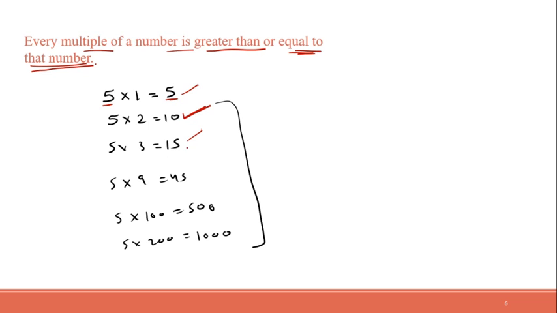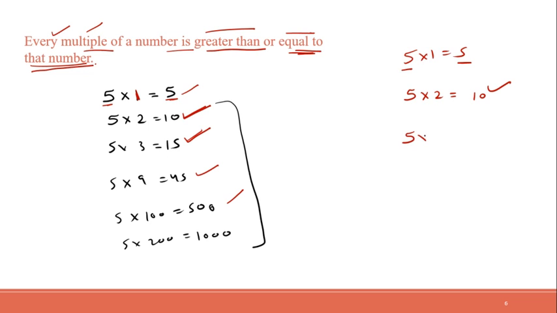See, this 10 is bigger than 5, this 15 is larger than 5, 45 is larger than 5, then 500 is larger than 5. That means we can say that every multiple of a number is either greater or equal to that number. Equal because when we multiply 5 into 1, I'll get 5. So in this case only it will be equal. In every other case, let's say 5 into 2, 10, it will be bigger than 5. Let's say 5 into 40, it will be 200. That is also bigger than 5. So now I think I proved my point, right?